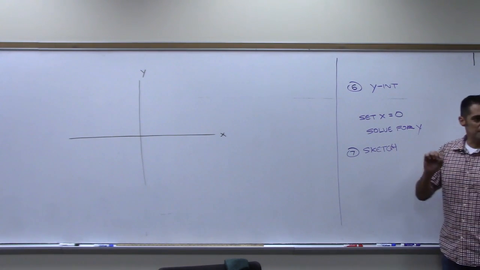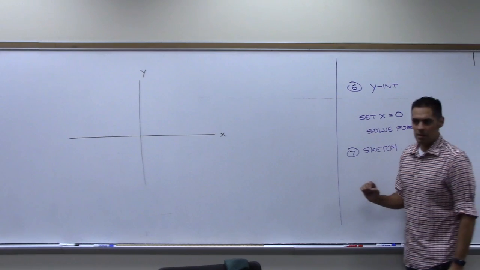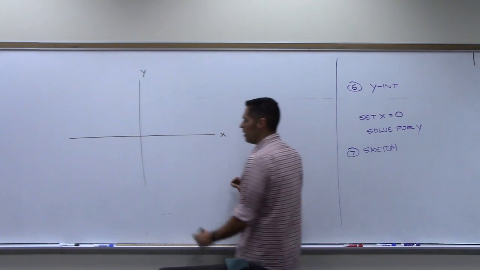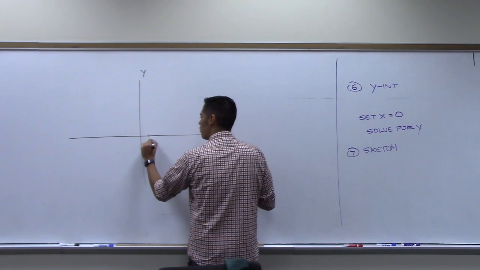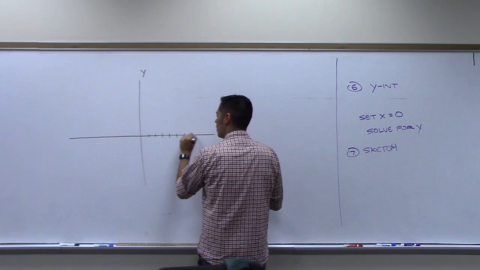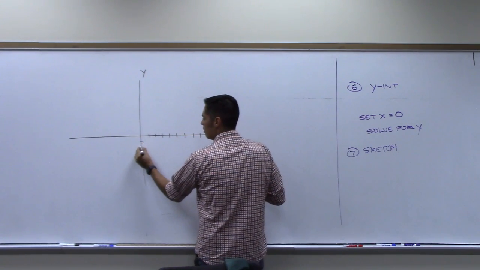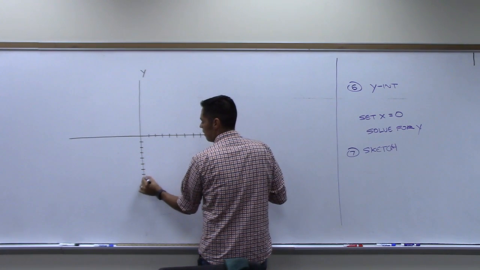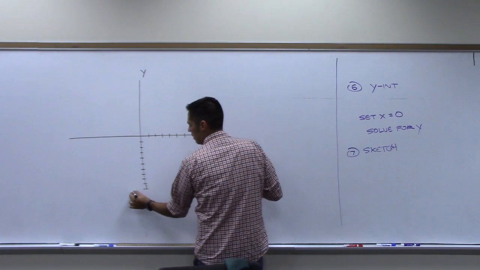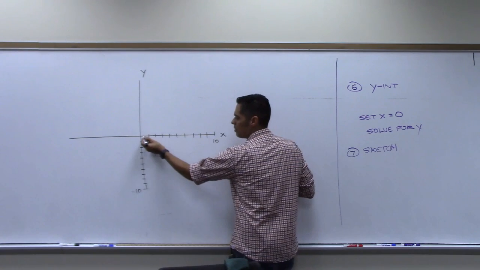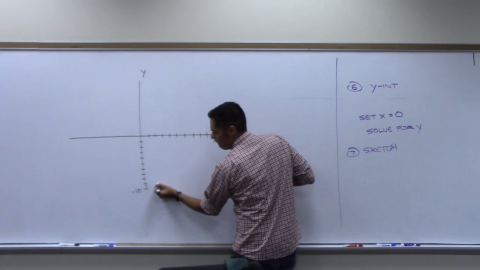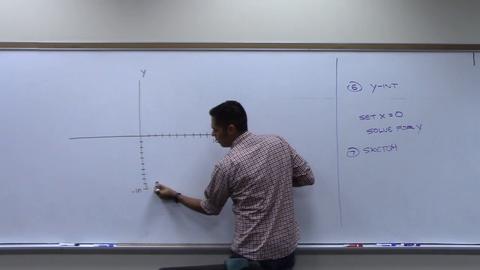So the vertex was at 2, -9, right? So I'm going to be a little more precise in my drawing here. I'm going to say that's 1, 2, 3, 4, 5, 6, 7, 8, 9, 10. Let's say that's 10. That's negative 10. My vertex is at 2, negative 9, which is somewhere around here.